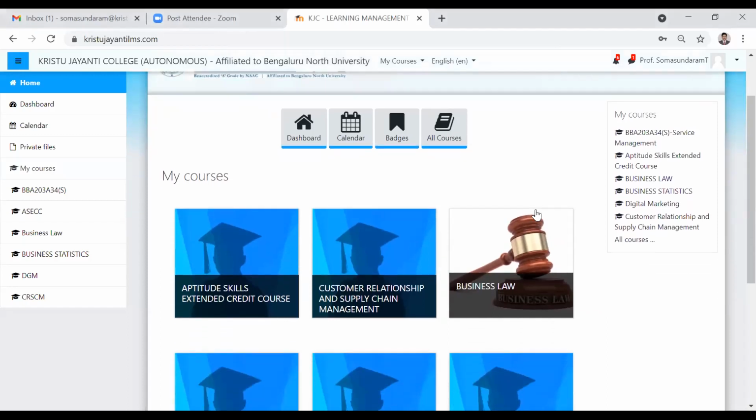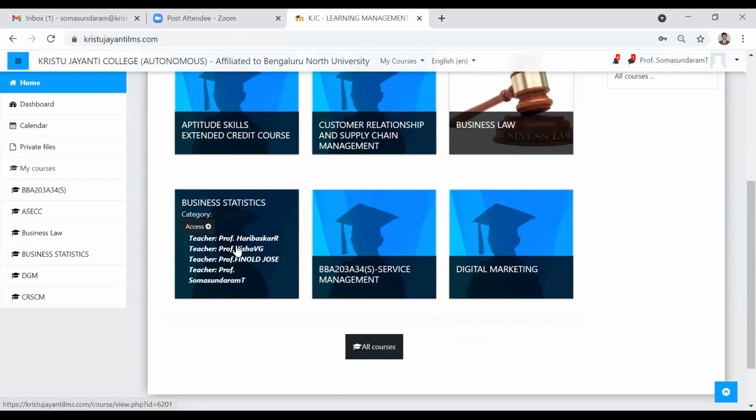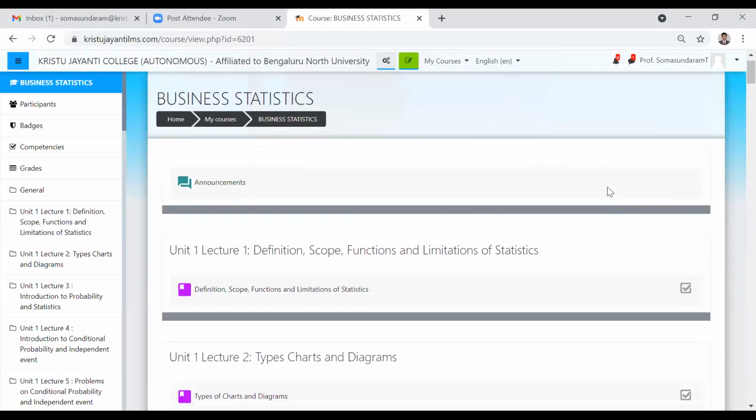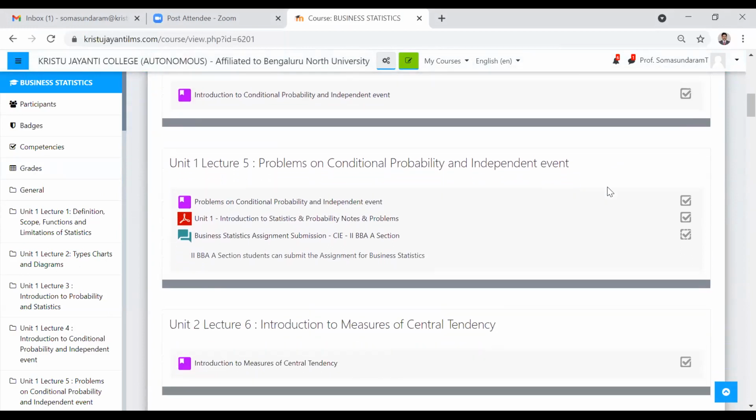Guys, please make a note of it. Don't submit the files in a wrong way. Can you see the screen, right? LMS screen. Now go to Business Statistics. Click it here. For B section, your B, right? Your B section assignment is available in Lecture 10.